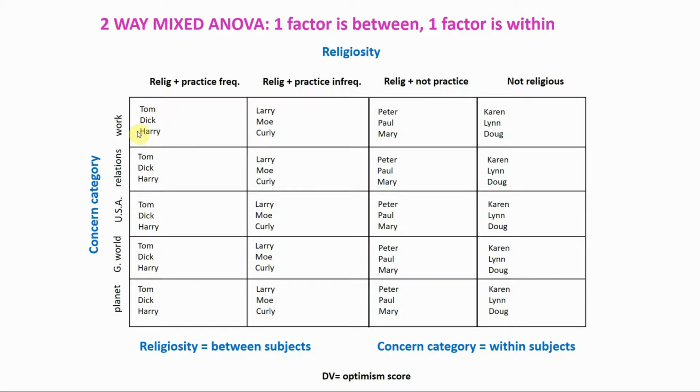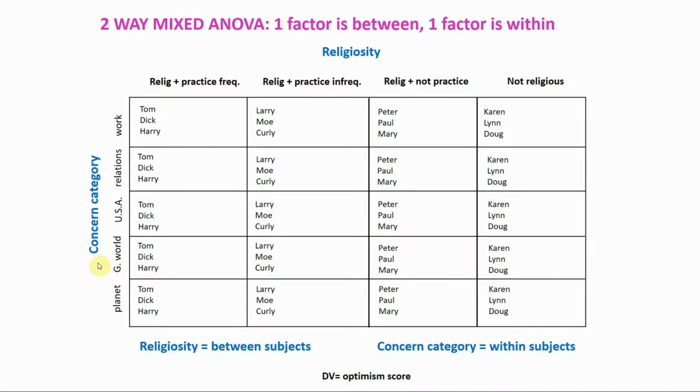You can see that here because if we look at the participants, Tom, Dick, and Harry, Larry, Moe, and Curly, Peter, Paul, and Mary, Karen, Lynn, and Doug, all these participants contributed scores to the work category, and the same group of participants contributed scores to the relationship category, etc. So this is why it's a mixed ANOVA. We have one between subjects variable or factor where each participant was tested under only one condition. They were categorized into just one condition. That is between subjects, and then we just learned why this was considered within subjects.